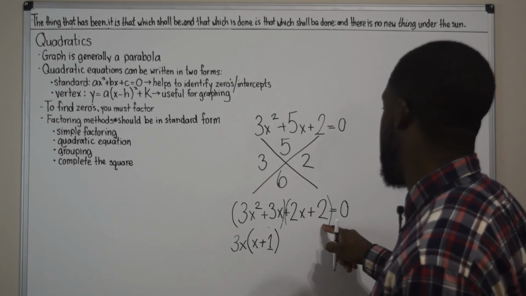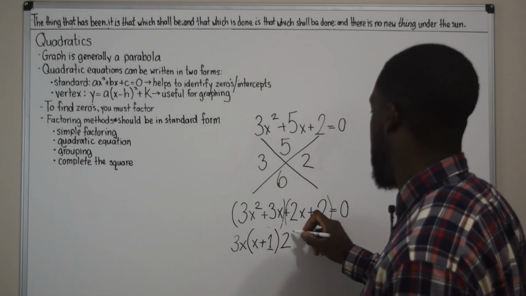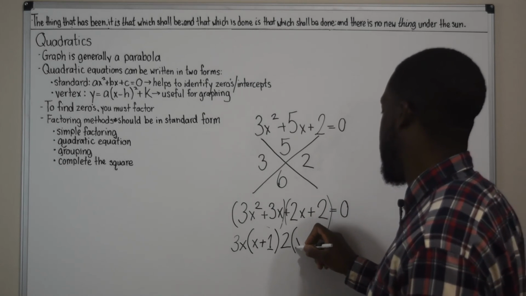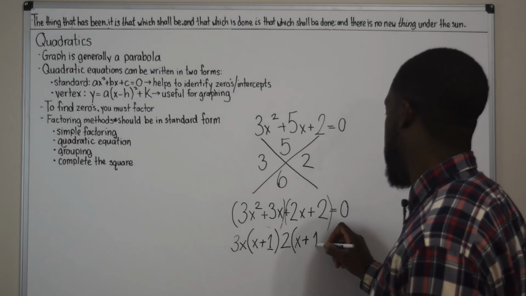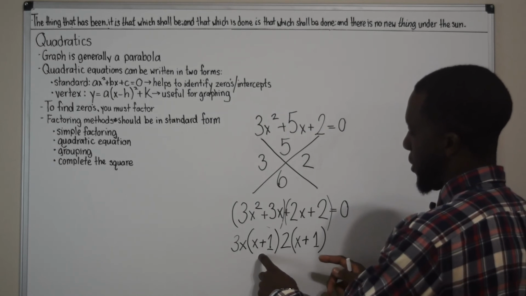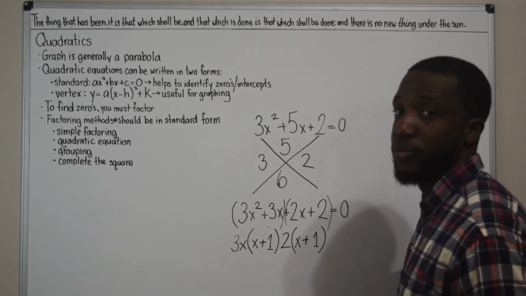So now look at this. What can I factor out of this? I can factor out a 2. If I factor out a 2, what's left inside? I'm going to have x, and then I'm going to have 1. Okay, so when you have this and this the same, that's how you know you did it right.